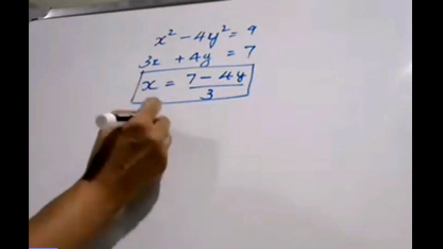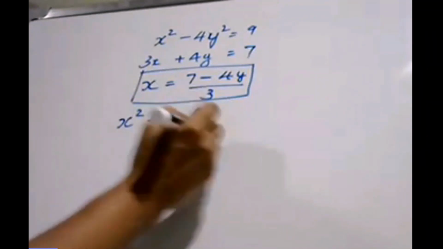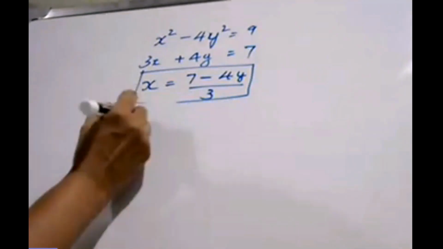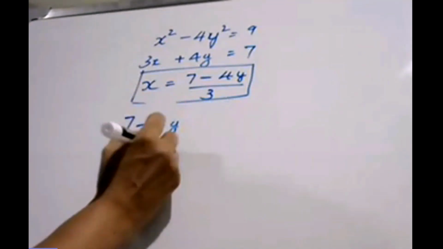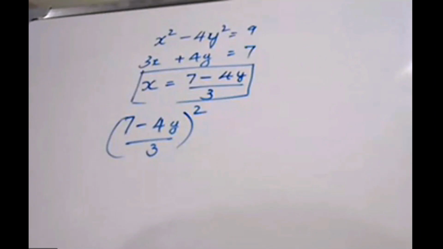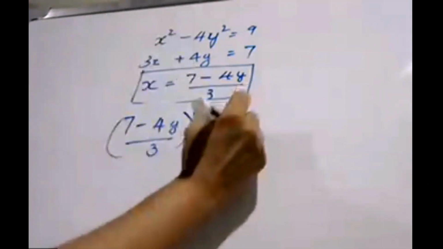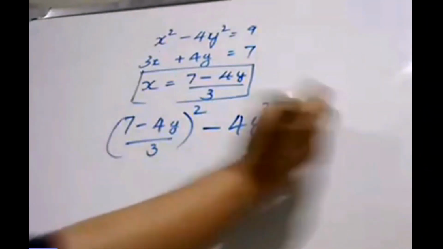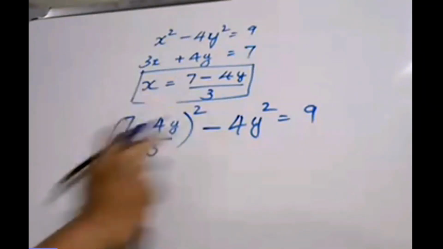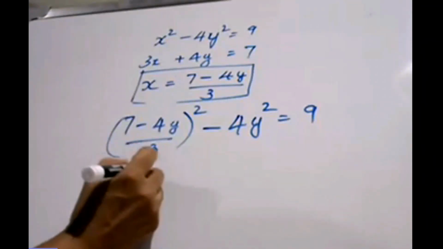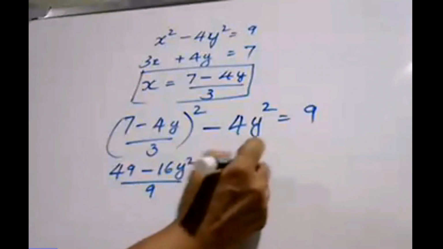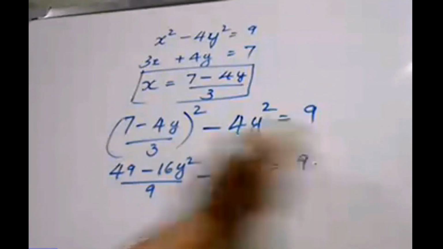So I can write this as x squared minus 4 times... sorry, I have taken the value of x. So I can write this as 7 minus 4y over 3, the whole square. I am substituting the value of x, minus 4y squared is equal to 9. See, now I'm applying this square throughout. So this is now 49 minus 16y squared over 9 minus 4y squared is equal to 9.